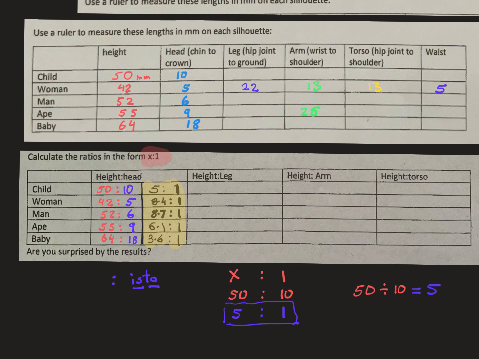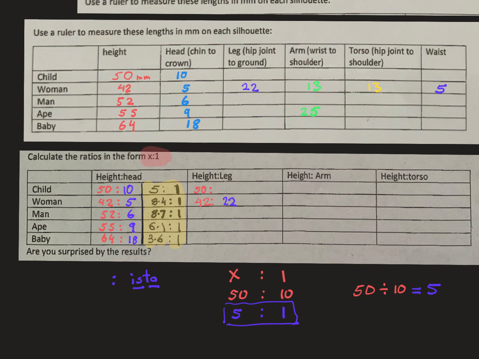I can fill the second column in a similar way. I can write 50 is to, but I don't have the leg because I haven't yet done that calculation there. You'll have to do that. And I can do the woman as being 42 height, but I do have her calculation, which is 22. So I'll write 22 here. That's good. At least I have that.